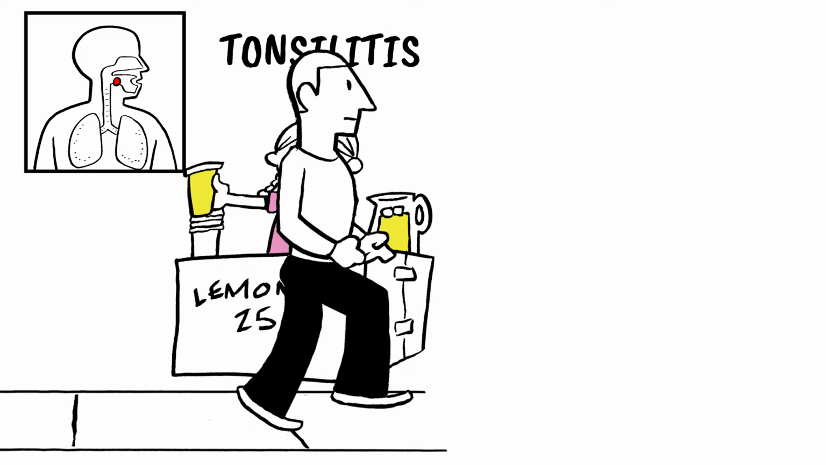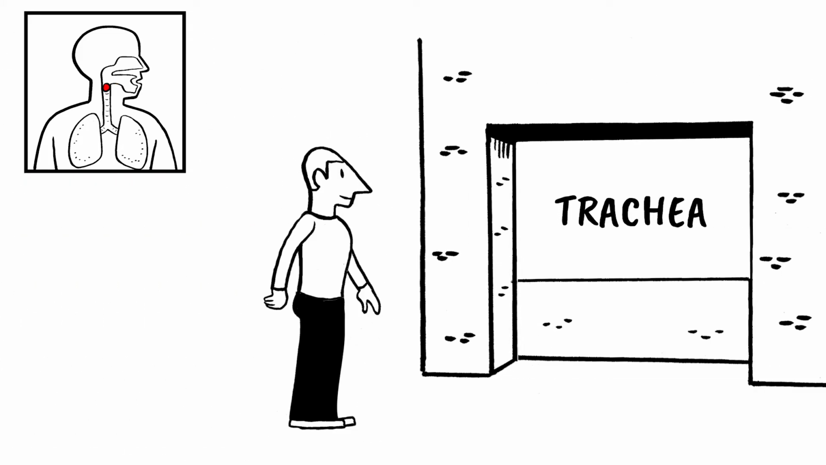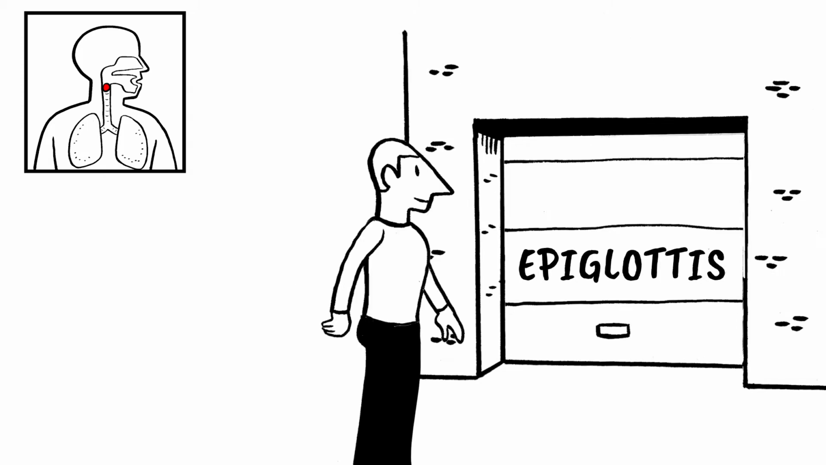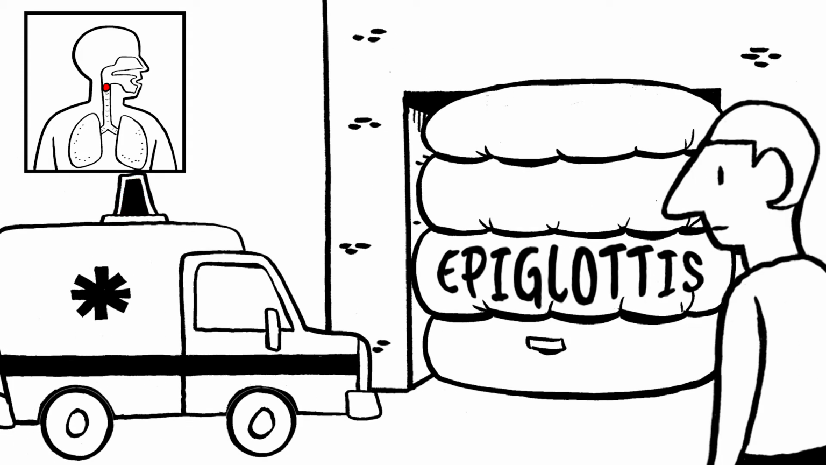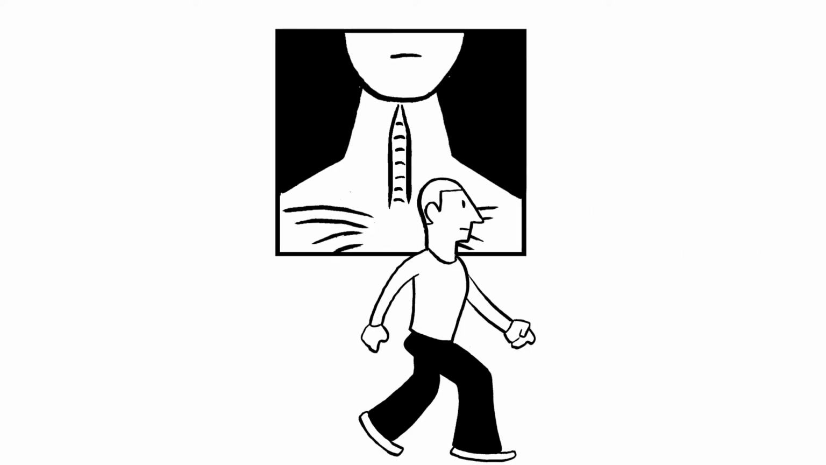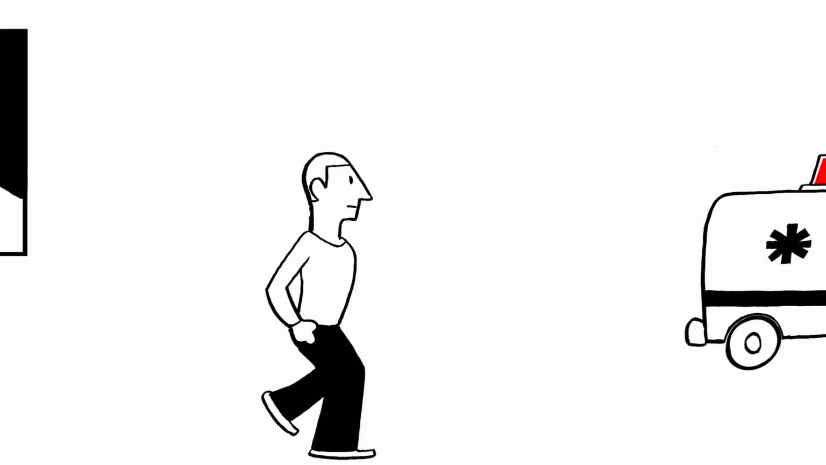The next structure along our journey is the epiglottis, which is a flap that covers the trachea to prevent food from entering. Epiglottitis, inflammation of the epiglottis, is a life-threatening event as the air passage may become blocked. Often this narrowed passageway appears as a steeple sign on X-ray.